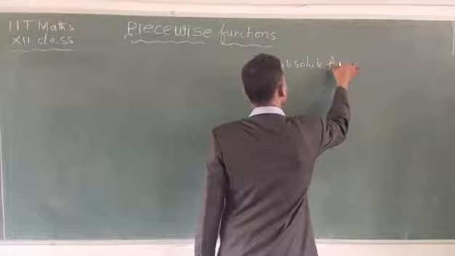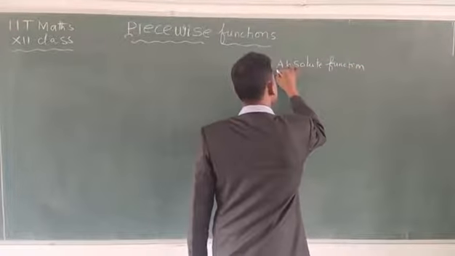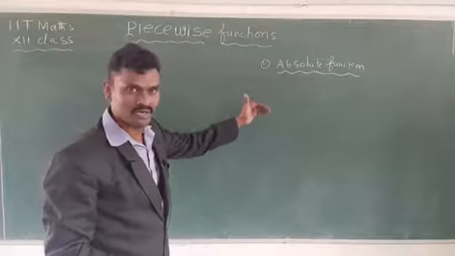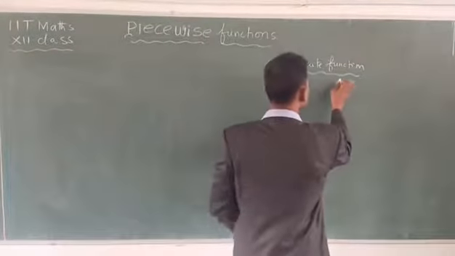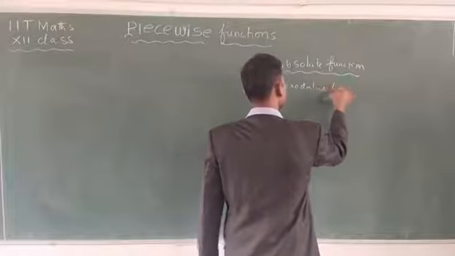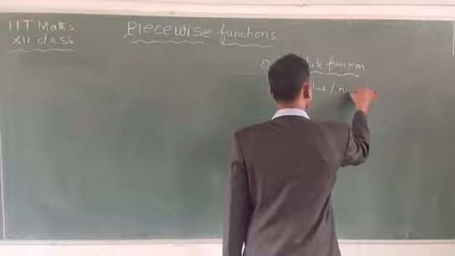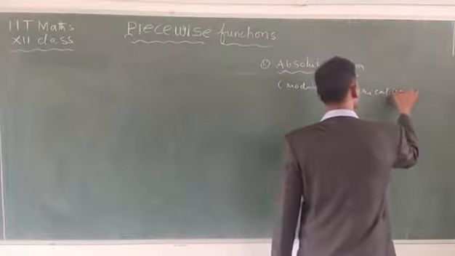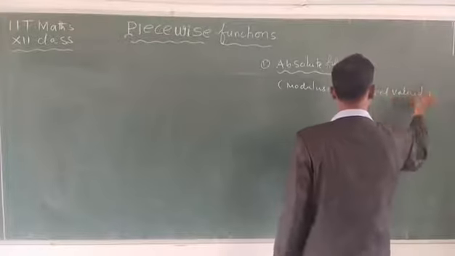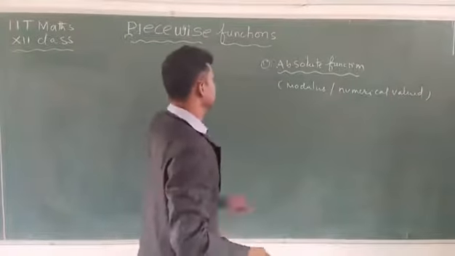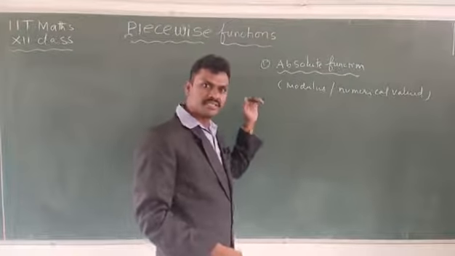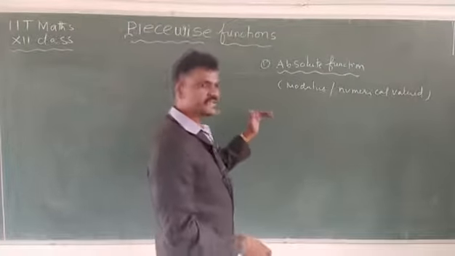Absolute function is a numerical valued function, or modulus function, or modulus, or numerical value. See here, actually it is understood as a distance function with respect to the origin.